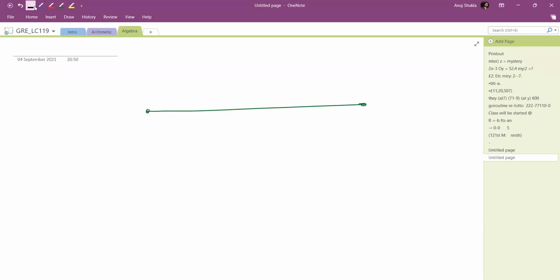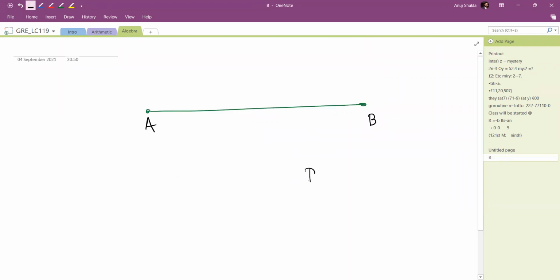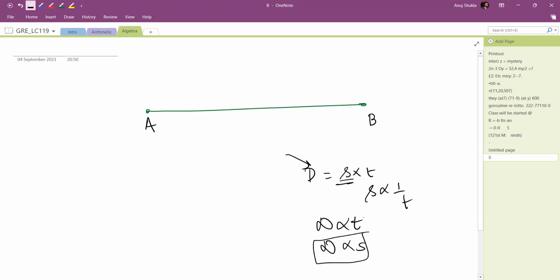So we can say that we are considering T to be constant and varying S and D. Speed and distance are both different in both cases, but time is being kept constant. When D equals S into T, many structures can be made. If D is constant, then speed will be inversely proportional to time. If speed is constant, then distance will be proportional to time. If time is constant, then distance will be proportional to S.